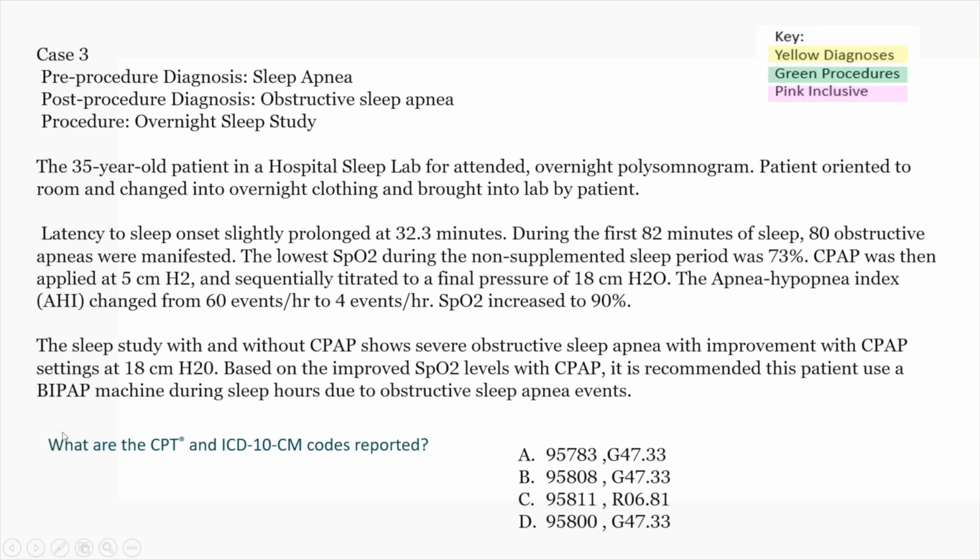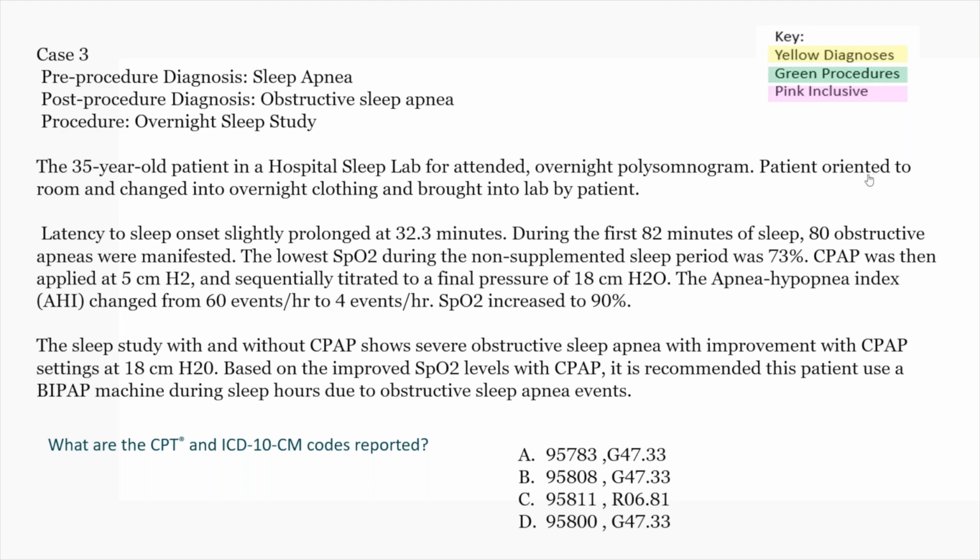Pre-procedure diagnosis: sleep apnea. Post-procedure diagnosis: obstructive sleep apnea. Procedure: overnight sleep study. The 35-year-old patient was in a hospital sleep lab for an attended overnight polysomnogram. Patient was oriented to the room and changed into overnight clothing. Latency to sleep onset was slightly prolonged at 32.3 minutes. During the first 82 minutes of sleep, 80 obstructive apneas were manifested. The lowest SpO2 during the non-supplemented sleep period was 73%.